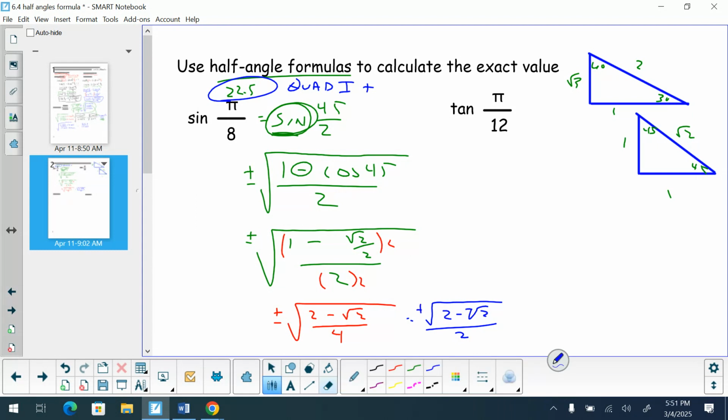If we look at tangent of pi over 12, when we take our 180 and divide by 12, we get a value of 15. Now I know we dealt with 15 with angle addition. We can also deal with 15 in half angles. So this is the value of 15. We can write this as tangent of 30 divided by 2, and use our tangent half angle formulas once again.